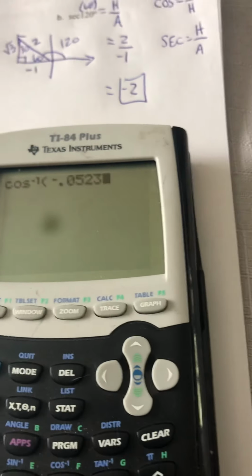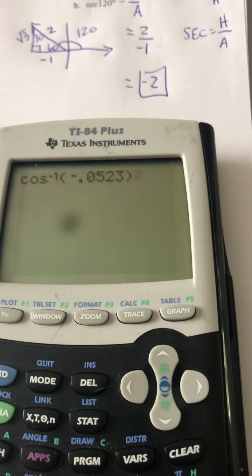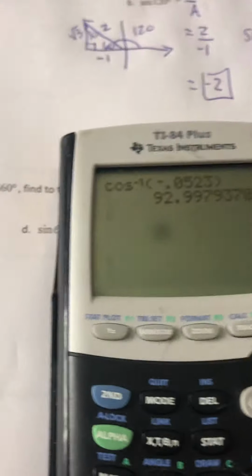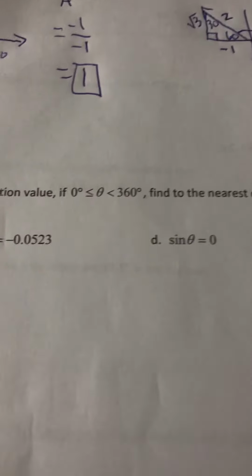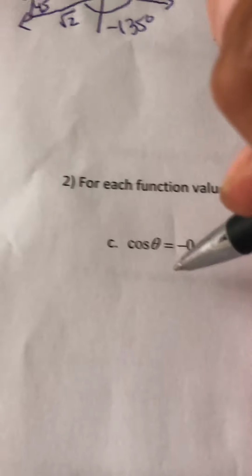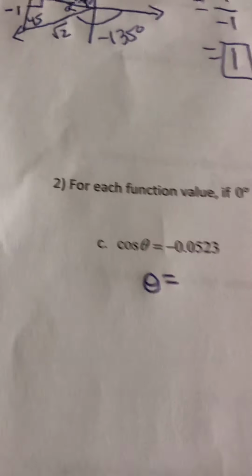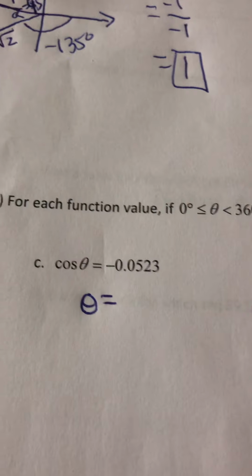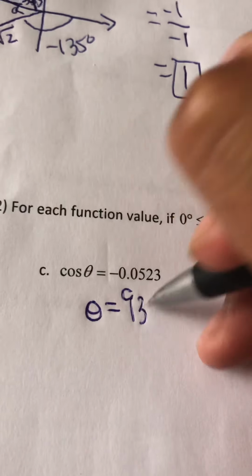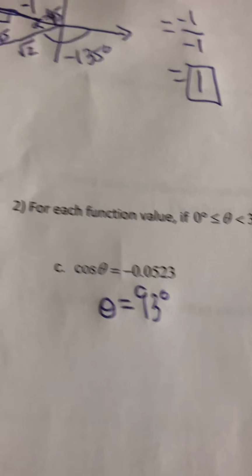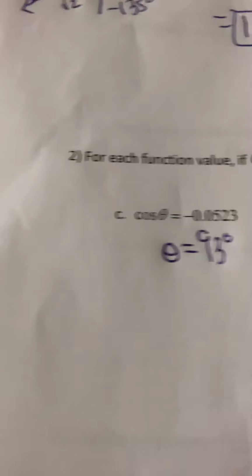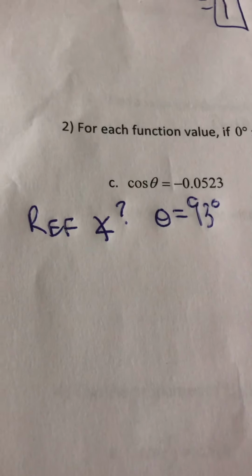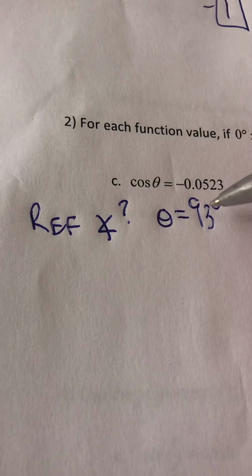0.0523. So we should get 92.99. So when we round this, we would get 93 degrees. So 93 degrees. We have to look here and think, can this be our reference angle? It cannot, because it's greater than 90 degrees.